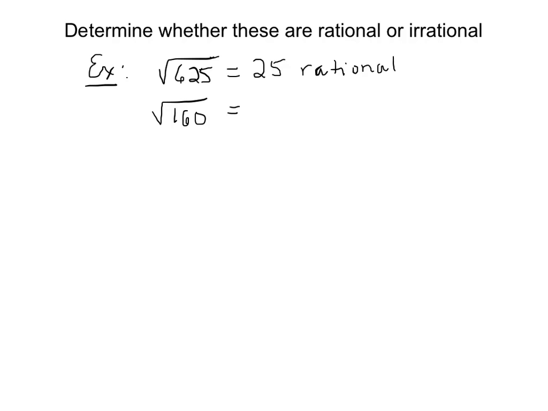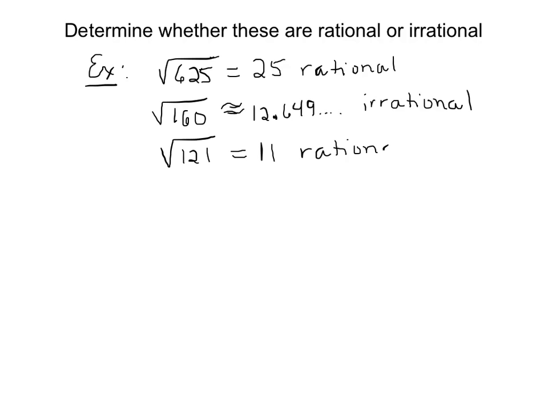What if I gave you the square root of 160? Well, if you try to evaluate it, and about the only way you could do it right now is on a calculator, you would discover that it's approximately 12.649, and it continues on and on here. And anytime you get this non-ending, non-repeating decimal, you will find that you are dealing with an irrational number. If I look at the square root of 121, that actually equals 11. So this one again would be rational.